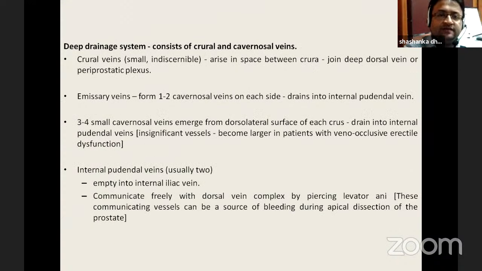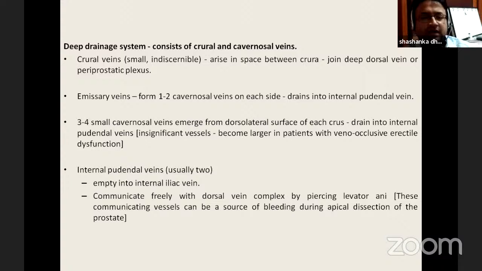Deep drainage system consists of the crural and cavernosal veins. The crural veins arise in the space between the crura. Emissary veins form 1 to 2 cavernosal veins on each side and drain into the internal pudendal vein. The internal pudendal veins are 2 in number, empty into the internal iliac vein.